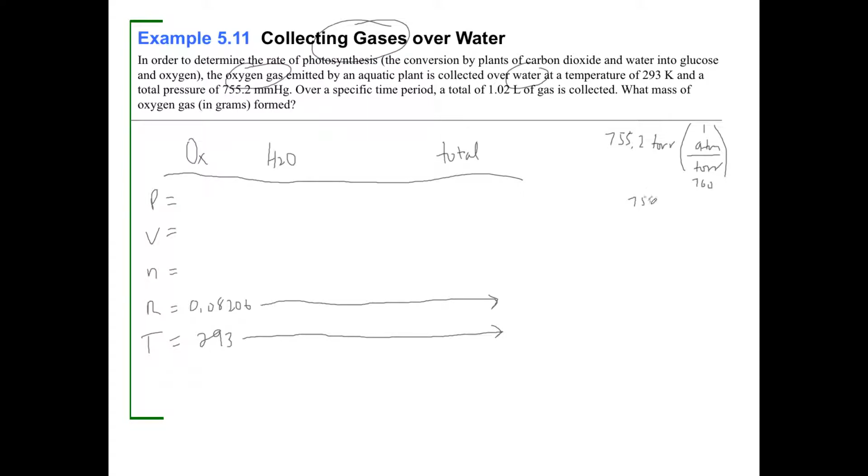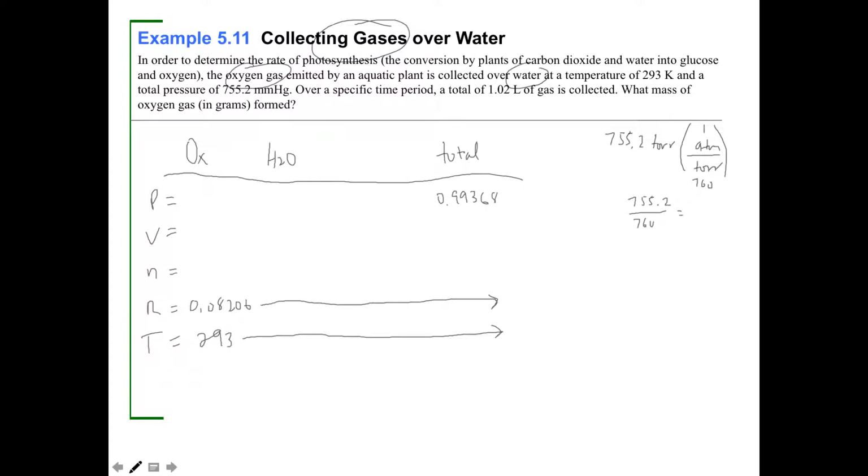I know we've done this a bunch of times, but I want to write it out each time. So it's 755.2 divided by 760, which is 0.99368. Okay, total pressure: 0.99368 atmospheres. I'm going to go to red now that we've got everything written down.